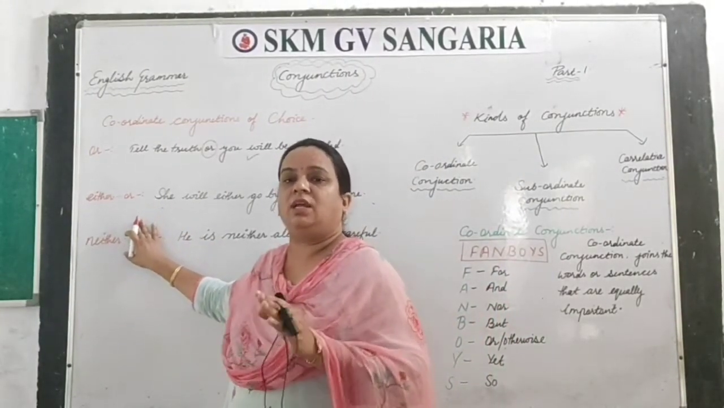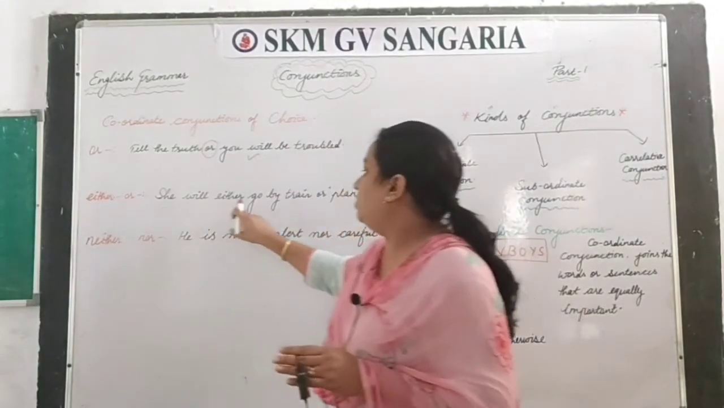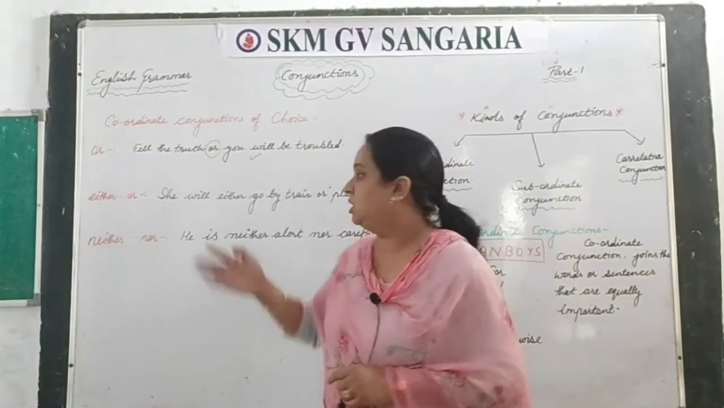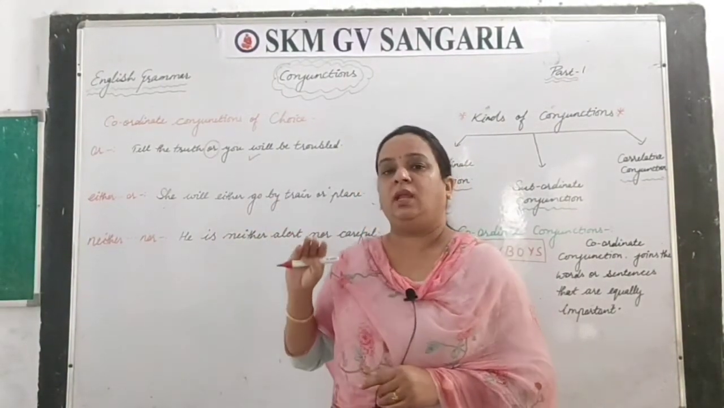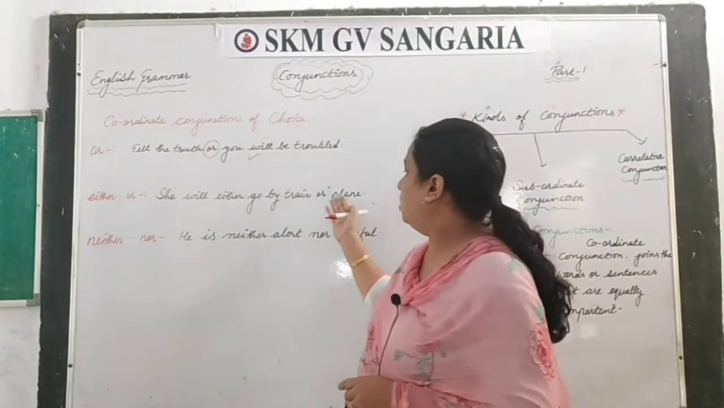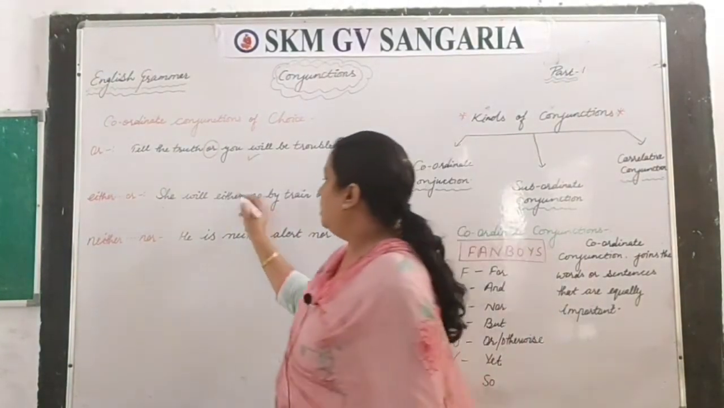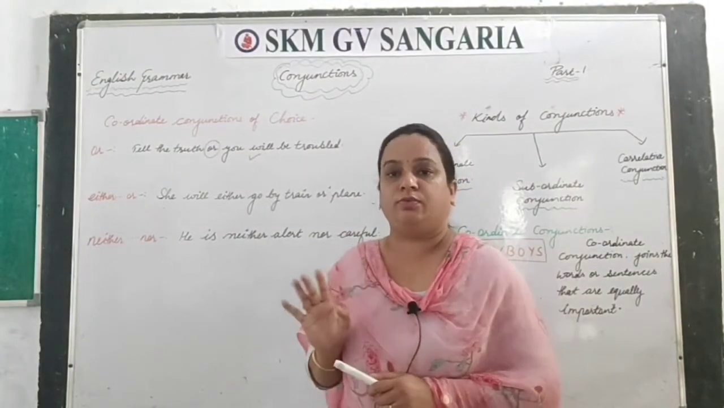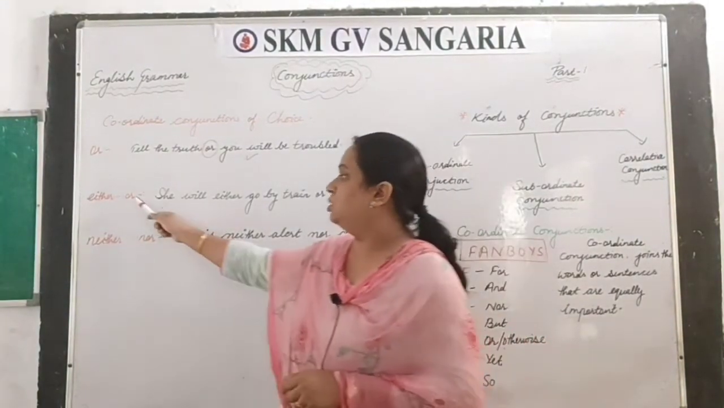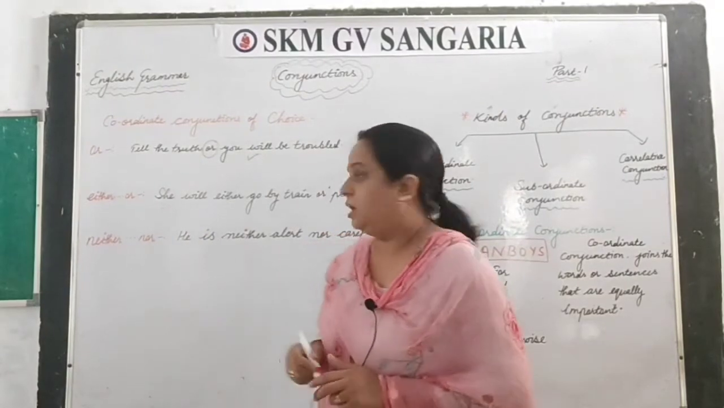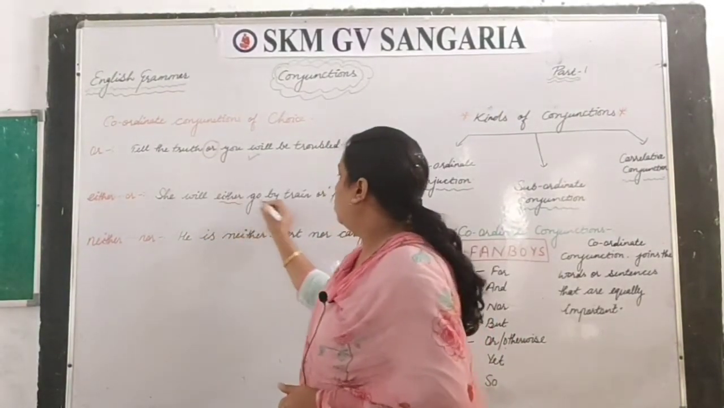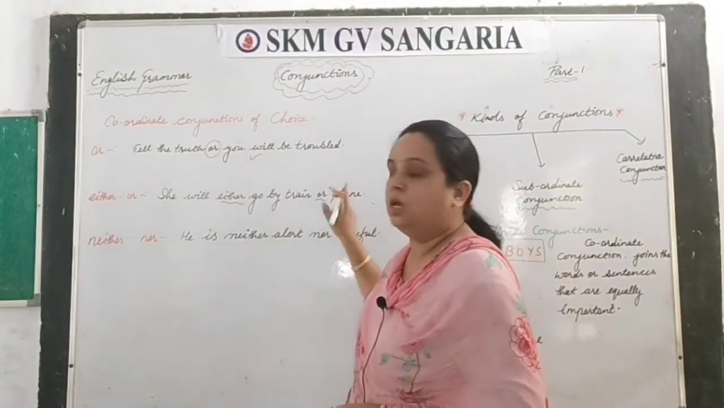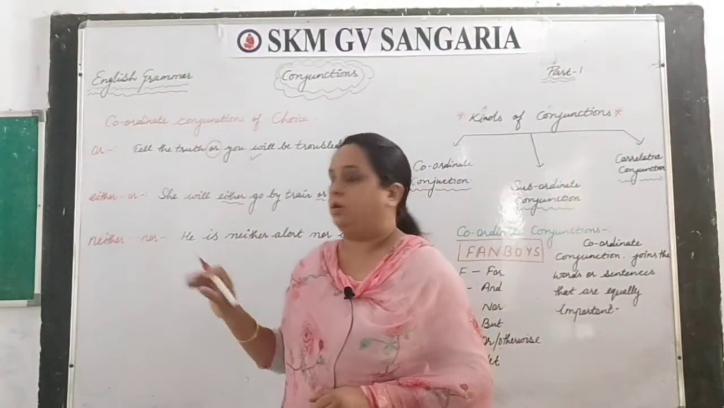So this either and or. Suppose she will either go by train or plane. When she has two choices, either plane or by train, and we have to select any one out of that, then we have to use these words either and or, right? So she will either go by train or by plane, right? So this is either and or.